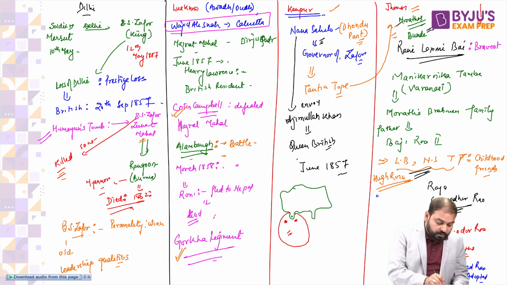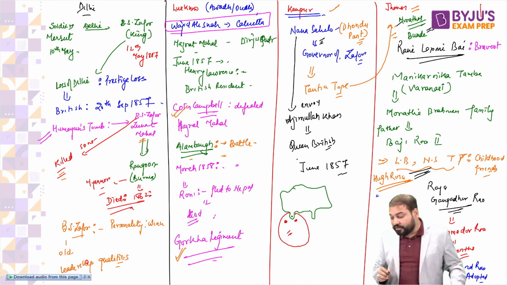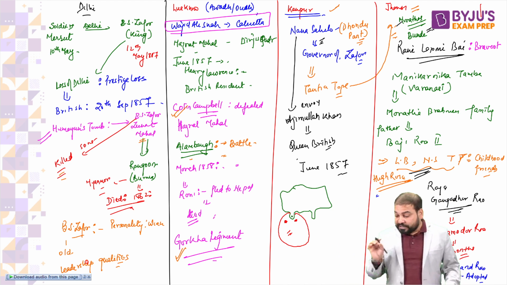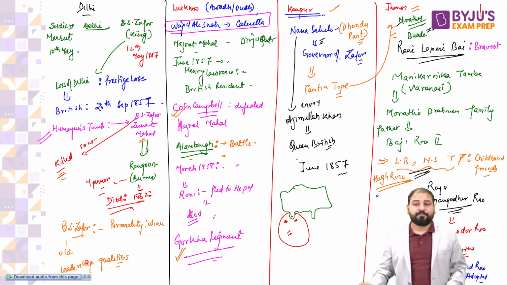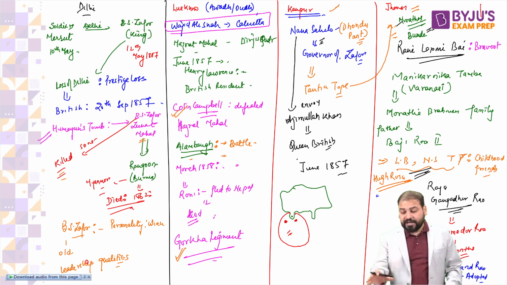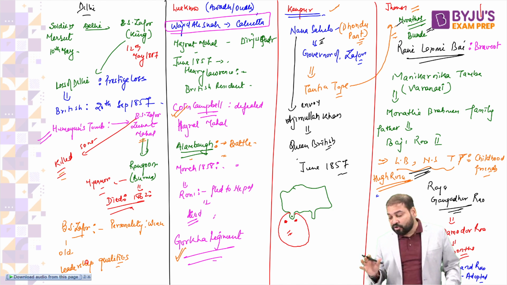No, guys, as much history as I have studied and what I know, the king of Gwalior, the Scindias, did not help Jhansi. They did not help Rani Lakshmi Bai. The Scindias had not helped her.